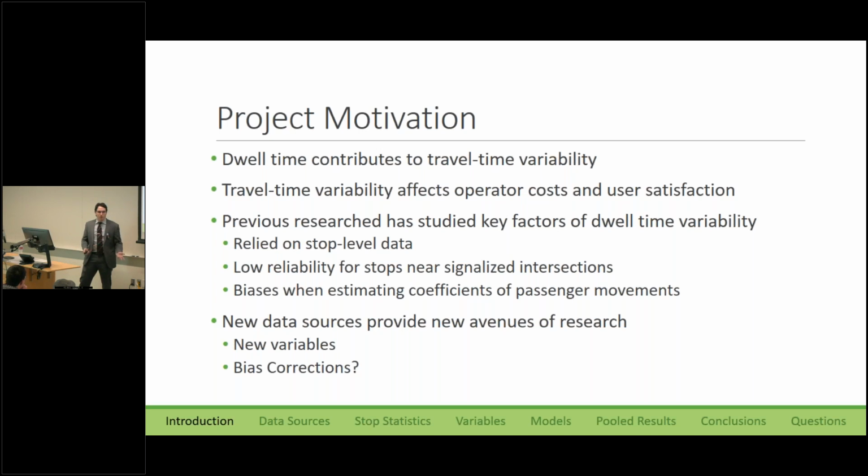And in that time, mostly it's been reliant on stop level data. And this stop level data is great. It's highly accessible across agencies. Unfortunately, it had problems. And those problems are low reliability for any stop near a signalized intersection. There are so many factors that affect bus stops when they're near those signalized intersections that information at the stops specifically isn't all that helpful. And so these previous studies came with biases in terms of estimating the coefficients or the contribution of those coefficients to understanding the variability of bus dwell times.